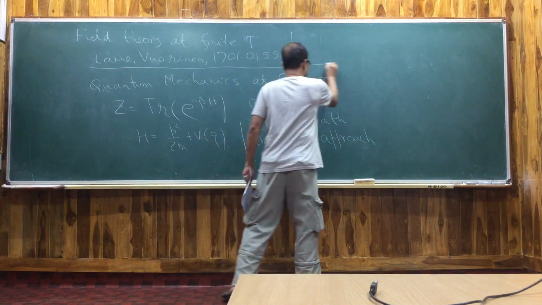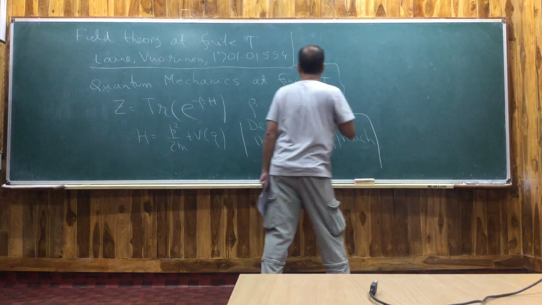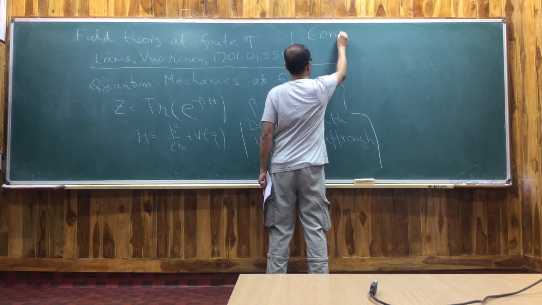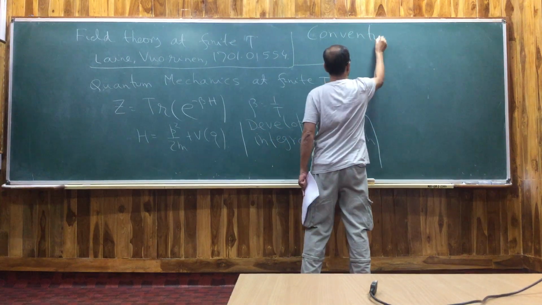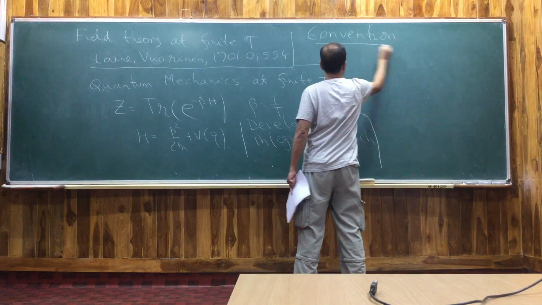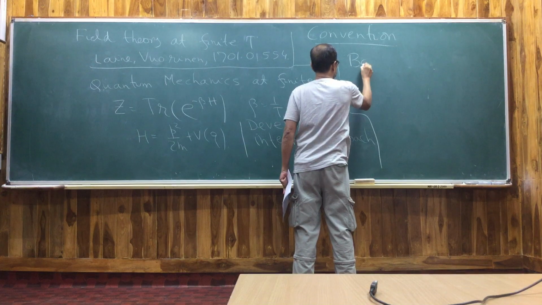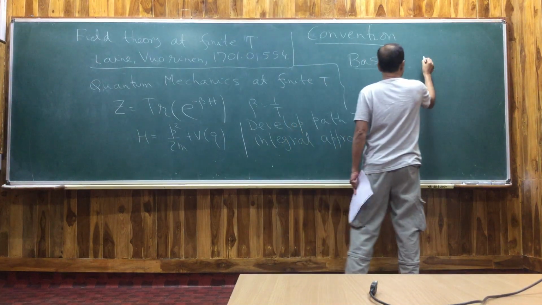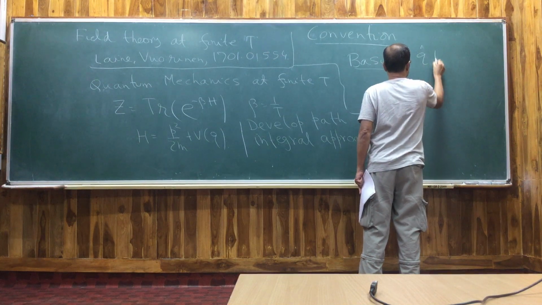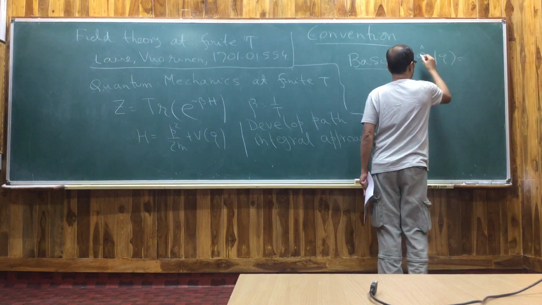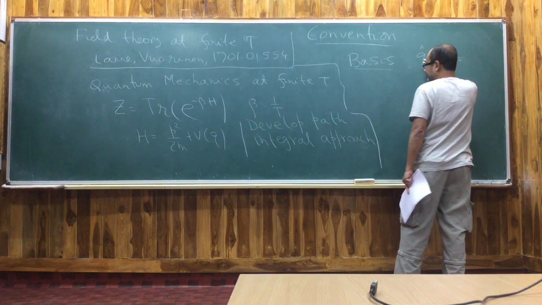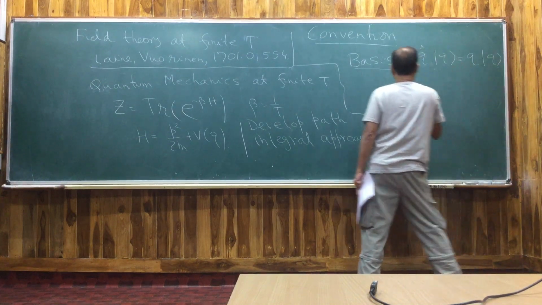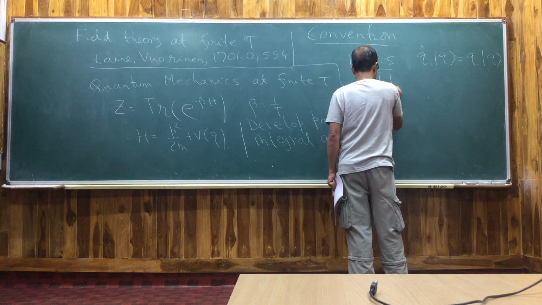So let me start by writing down some normalizing conventions. We'll choose the usual basis of states. The state q will be the eigenstate of the operator q hat, the position operator. Similarly, p for the operator p hat.